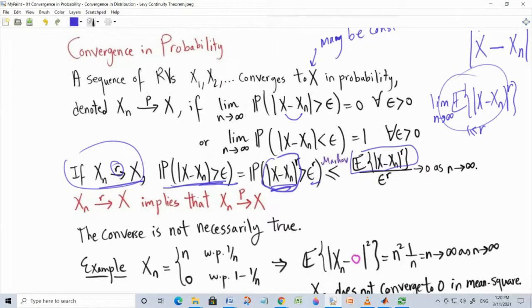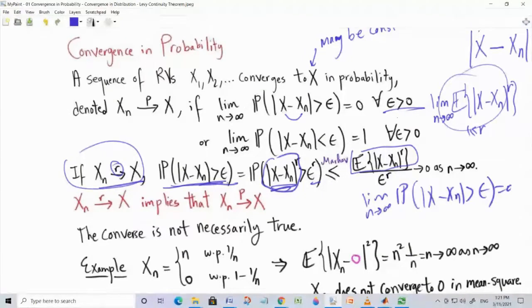And since probabilities are non-negative, it means that the limit as n goes to infinity of this probability is equal to 0, and that's exactly the definition of convergence in probability. So now we have a very nice result: if you have convergence in the rth mean, you are guaranteed to have convergence in probability. Convergence in rth mean implies convergence in probability. The converse is not necessarily true.